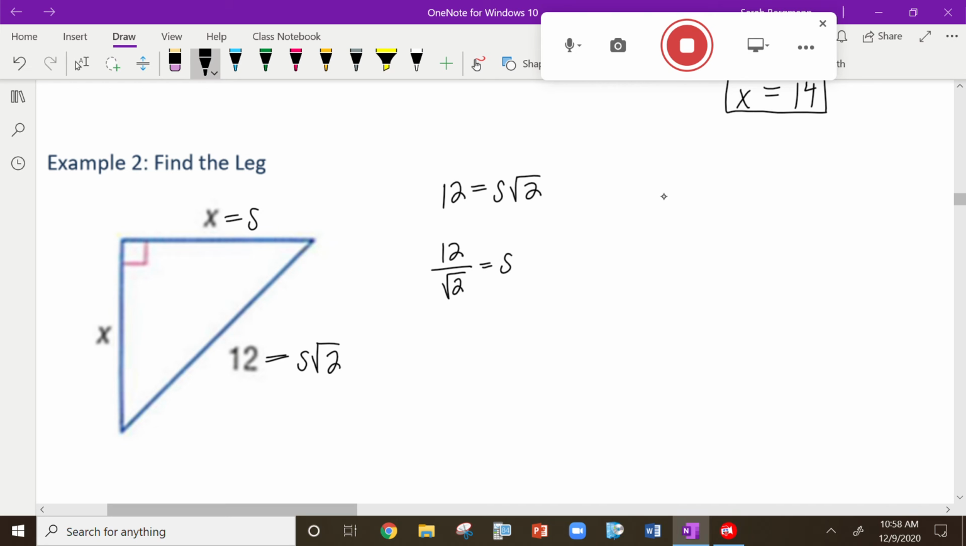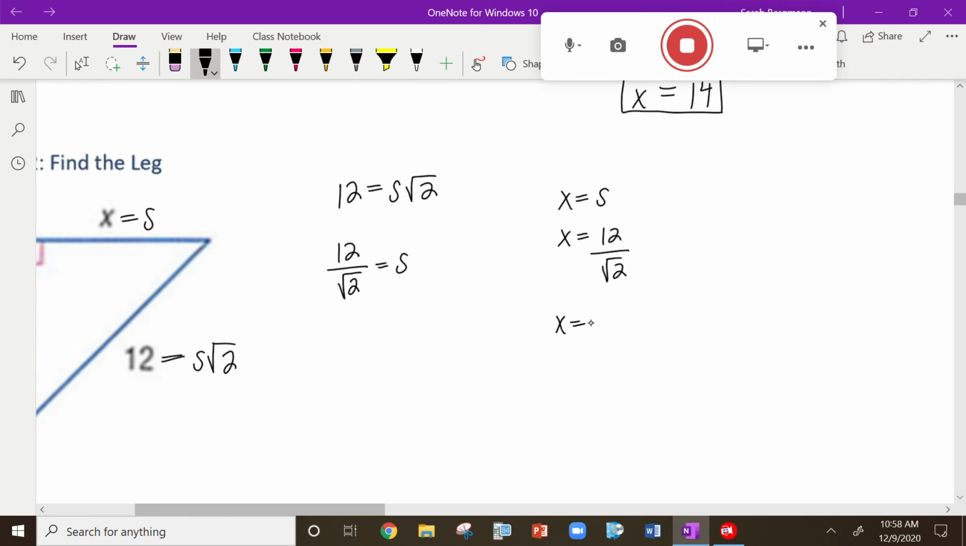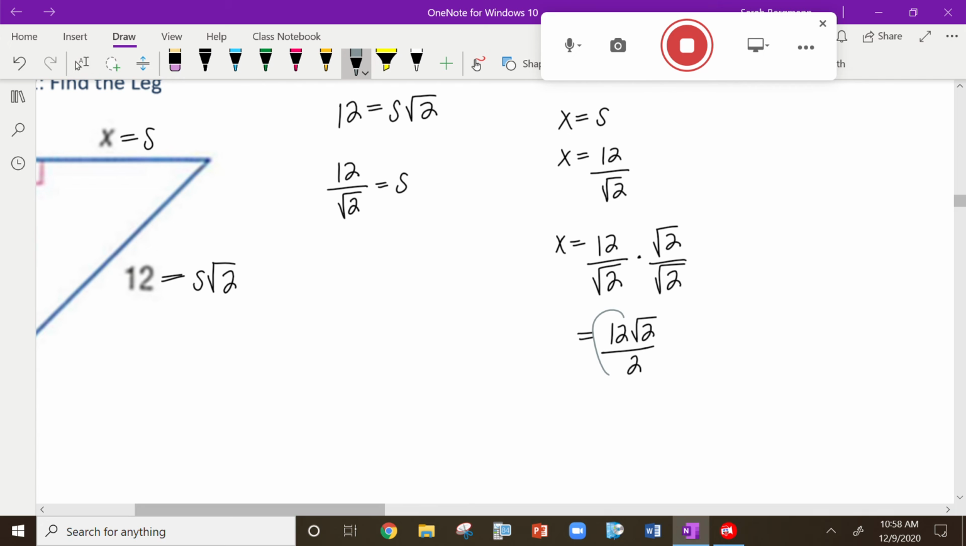Since this is going to be my final answer, I should rationalize it. To rationalize, I need to multiply by a sneaky 1. In this case, I'll use square root 2 over square root 2. 12 times the square root of 2 is 12 square root 2. Square root 2 times square root 2 is the square root of 4, which is just 2. Finally, you always want to check if this can reduce. 12 over 2 has a common factor of 2. 12 divided by 2 is 6. So I get x equals 6 square root of 2.